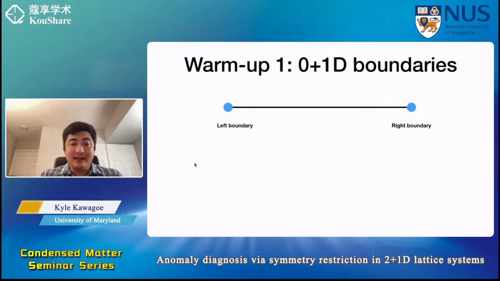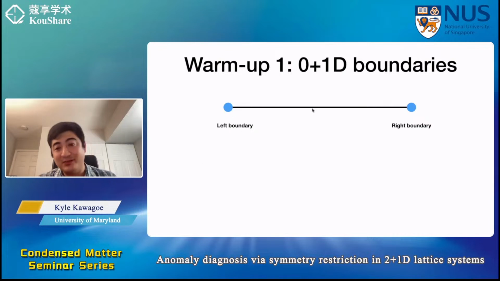So okay, our goal is to compute omega, the function omega, that is to say. So we'll just do a warm-up. We'll do two warm-ups, and we'll start with 0+1D boundary theories. We'll move to 1+1D boundary theories, and those are things that are known, and then we'll present the procedure for computing the anomalies in 2+1D boundary theories.